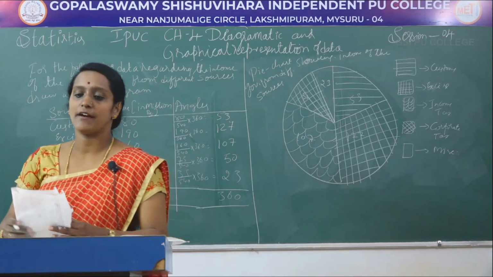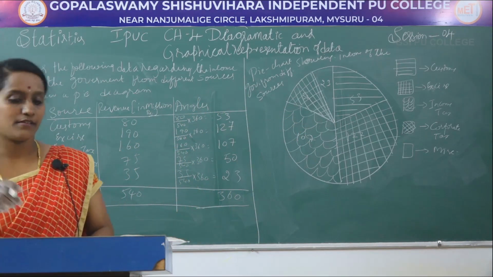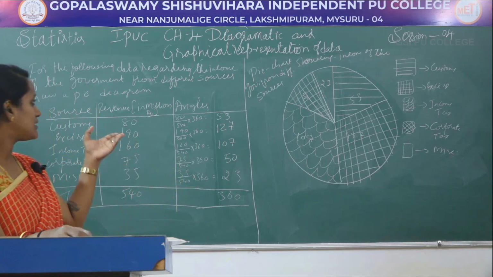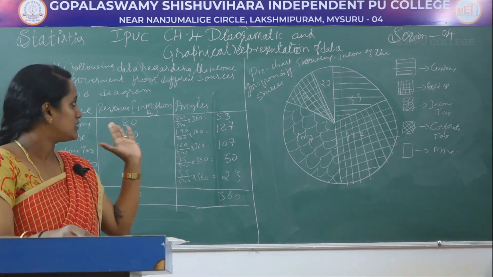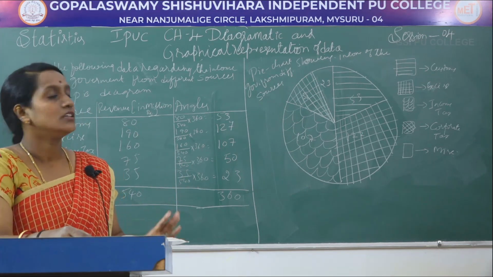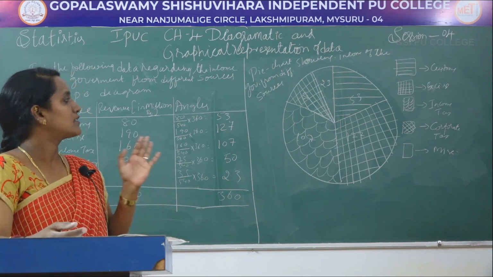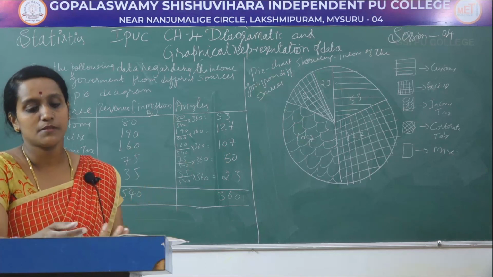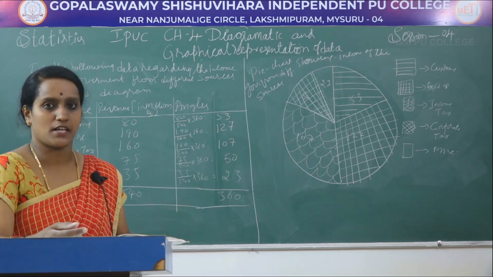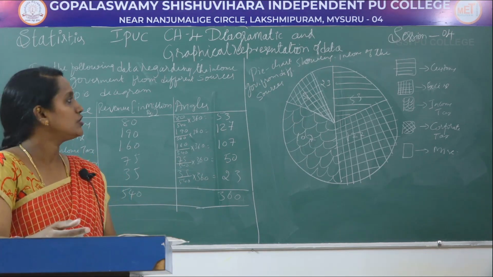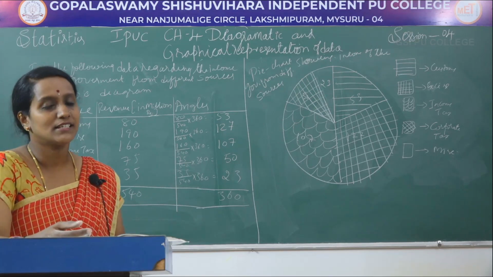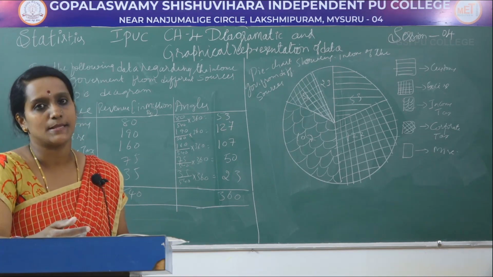So this is how we have calculated the angles and shown them in the pie chart or pie diagram. If you use your compass and protractor, you will get the correct angles and the correct shapes. So this is just a rough sketch. In examinations you will get this type of problem for 5 marks, and this is a very important concept. Thank you.